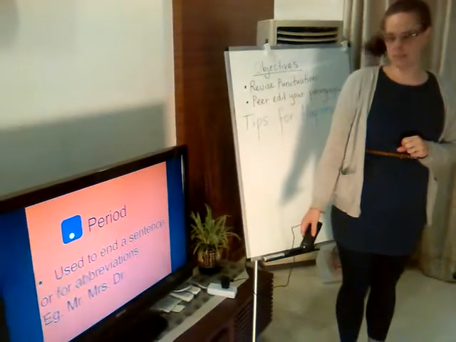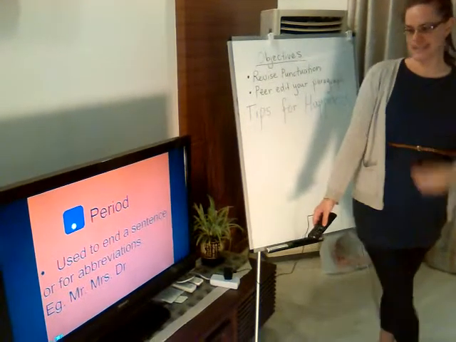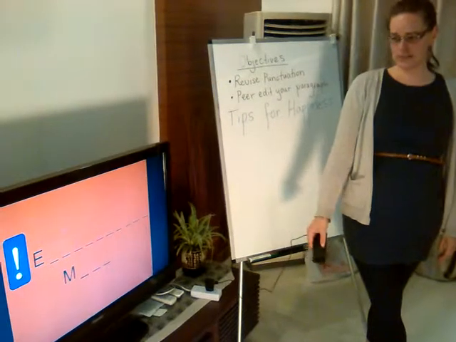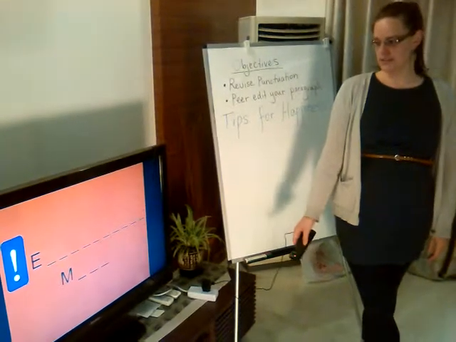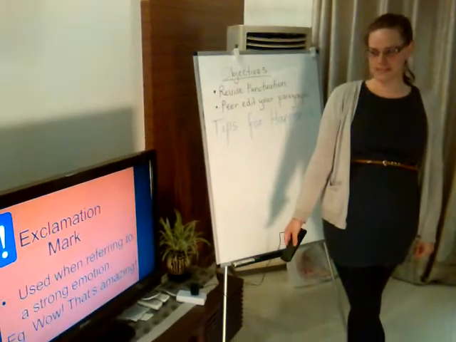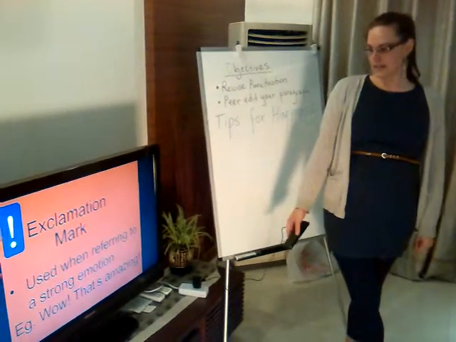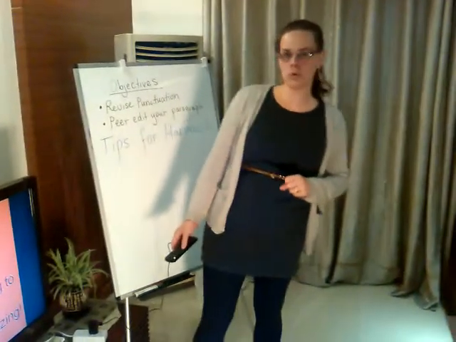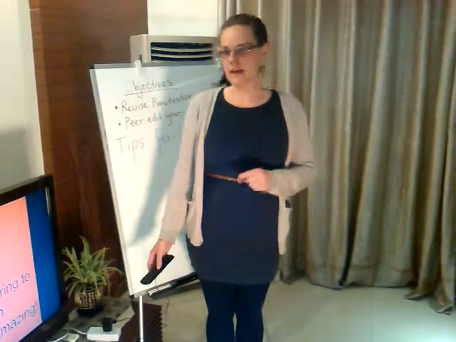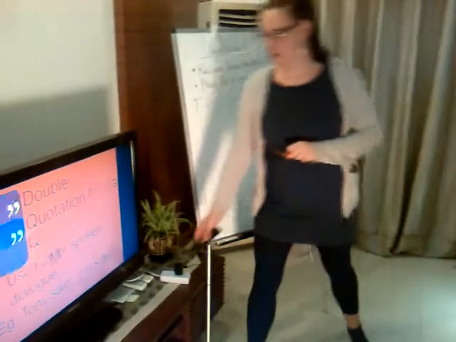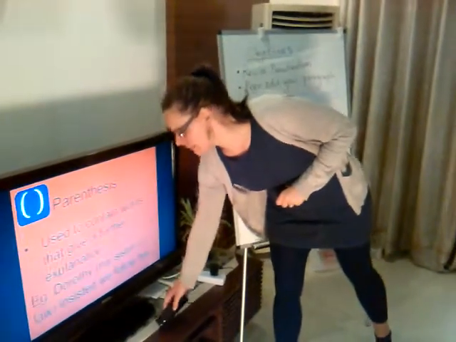Awesome, everybody got that one correct? We can see that it's a period and it's used to end a sentence or for abbreviations. Now the next one, write down on your boards. That was a little bit trickier. A couple of people got it wrong, but it's an exclamation mark. It's used when referring to a strong emotion like surprise or excitement or fear. All right, so we've looked at quite a few different punctuation marks now.